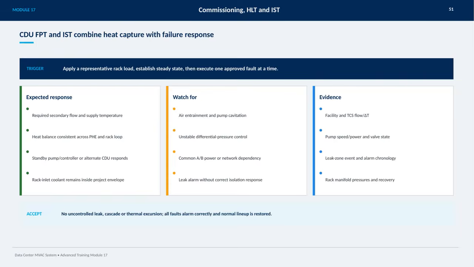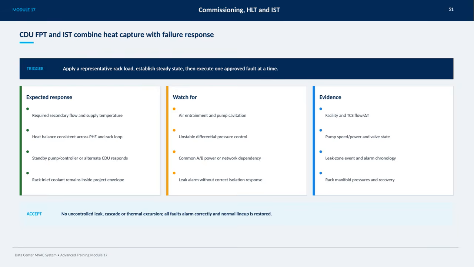On this slide, we're focusing on how the CDU FPT and IST work together to manage heat capture while responding to system faults. First, we apply a representative rack load and let the system reach a steady state. Then, we introduce one approved fault at a time to observe how the system reacts. The expected response includes maintaining the required secondary flow and supply temperature, ensuring a heat balance between the PHE and rack loop, and having standby pumps or controllers step in as needed. It's crucial that the rack inlet coolant stays within the project parameters.